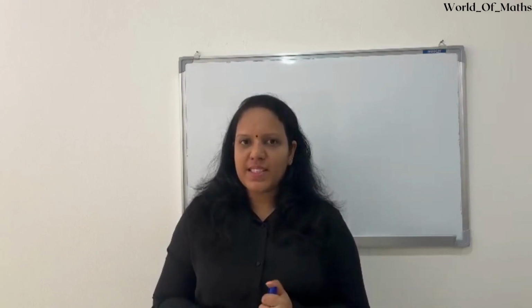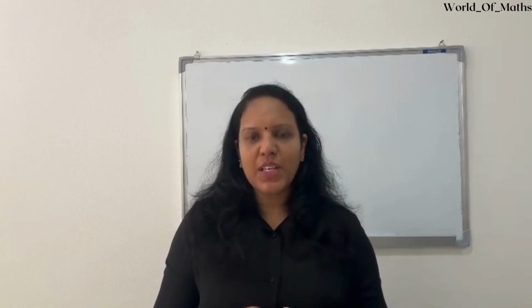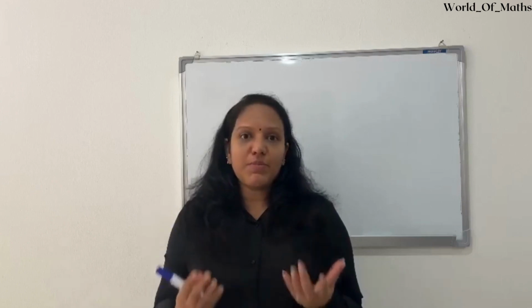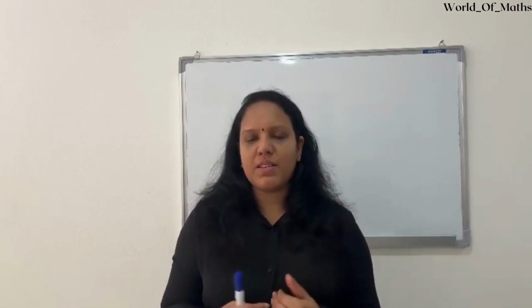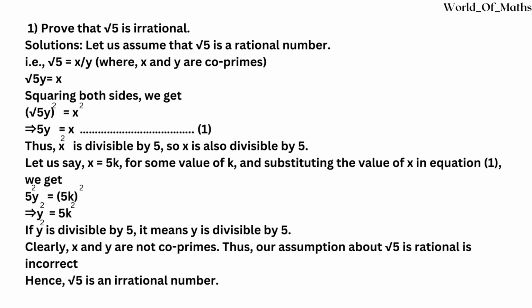We will do exercise number 1.4 from chapter 1, which is proving the irrationality of numbers. Let's move to the exercise. First question, prove that square root of 5 is irrational. For that, let us assume that square root of 5 is a rational number.